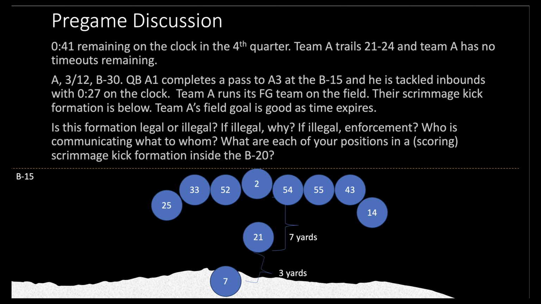But with 41 seconds remaining on the clock in the fourth quarter, Team A trails 21-24, and Team A has no timeouts remaining. A, 3rd and 12 from the B30. Quarterback A1 completes a pass to A3 at the B15, and he is tackled inbounds with 27 seconds left on the clock. Team A runs its field goal team onto the field. Their scrimmage kick formation is below, and Team A's field goal is good as time expires.